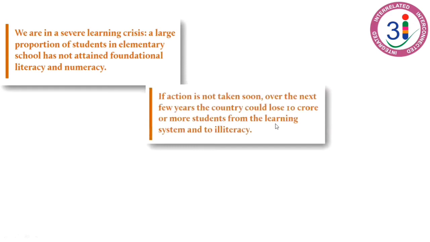So what are they saying? If action is not taken soon over the next few years, the country could lose 10 crore or more students from the learning system and to illiteracy. We spoke about this earlier. So this is the number. I'm not talking in air. I'm actually referring to what is being mentioned in the national education policy. And this is what it is.